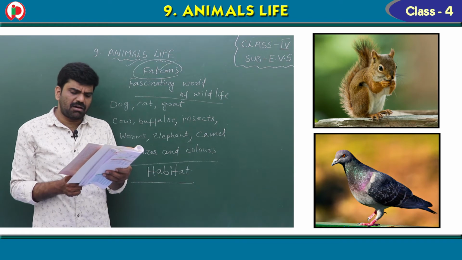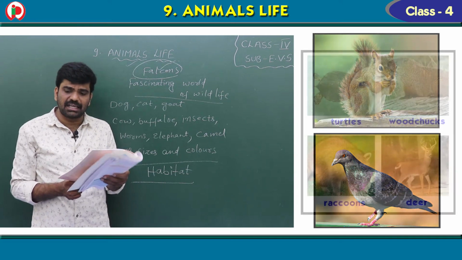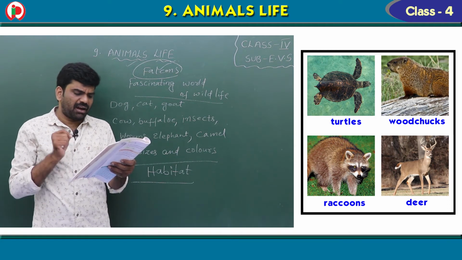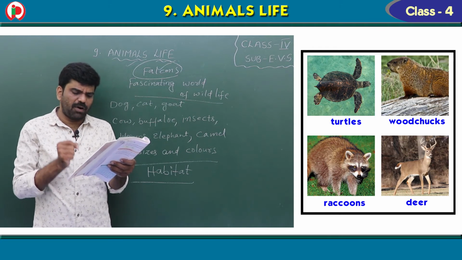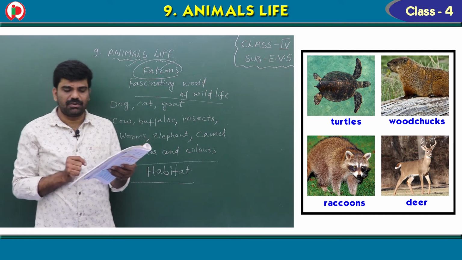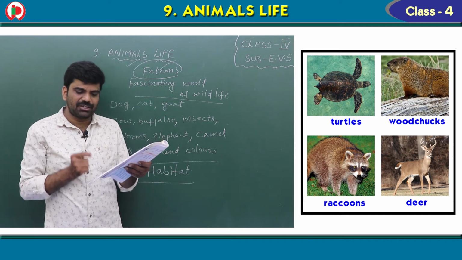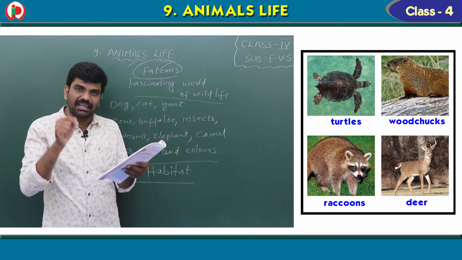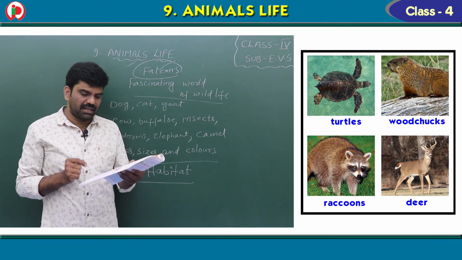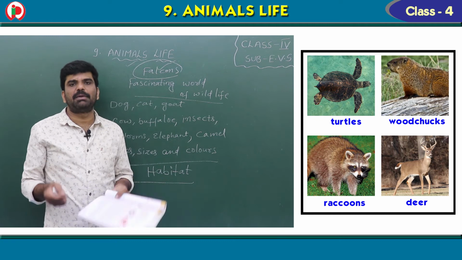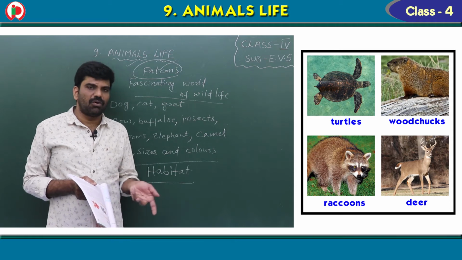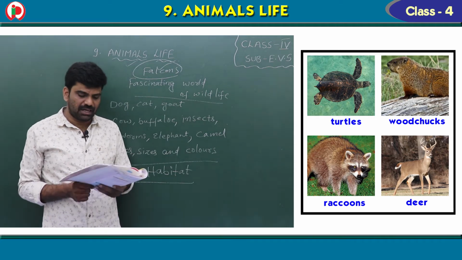More and more birds and other animals like turtles, small tortoises, woodchucks, raccoons and deer are finding what they need to live near, even in towns, suburban areas and cities. So you can see the examples here: turtles, woodchucks, raccoons and deer. These kinds of animals are also present in the cities, towns and even in suburbs also. Okay, suburban means it is a semi-city, it is neither a village, nor a town, nor a city, but in between. That is called suburban.